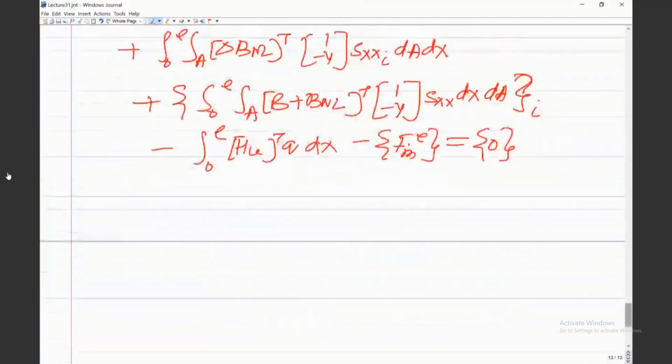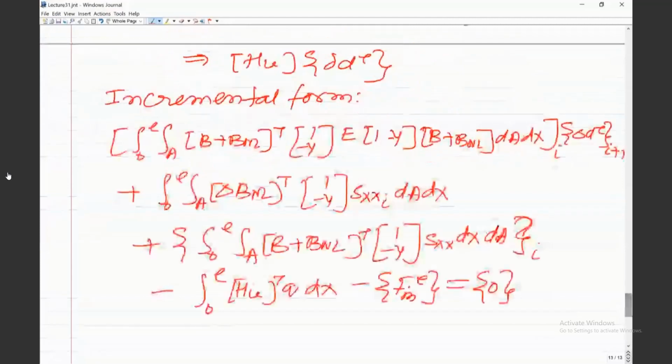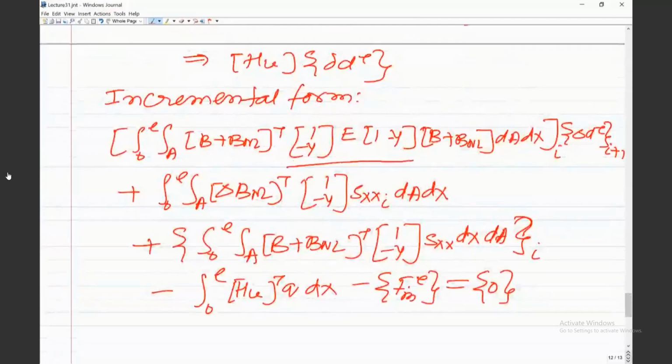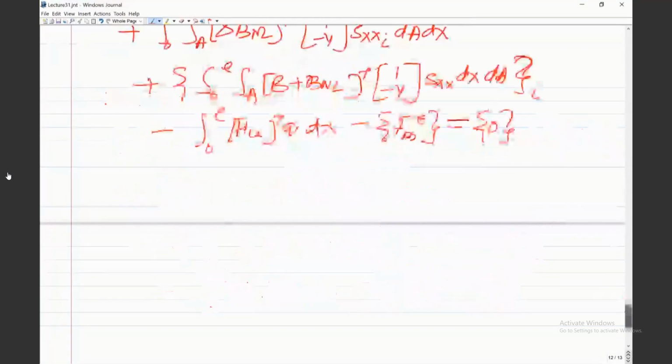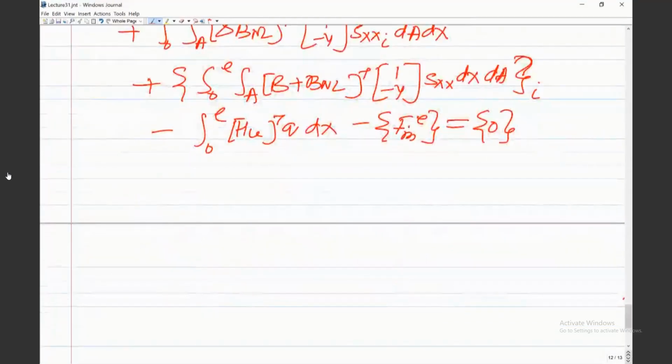is, if you look at basically this term here, this will be a 2 by 2 matrix. When you multiply 1 minus Y column vector with 1 minus Y row vector, it would be a 2 by 2 matrix, and then you carry out the cross sectional integration. So integral EDA would be E into A, and integral EY square DA will be equal to E into IZZ, and integral Y DA would be 0 because we are assuming that the neutral axis is at the geometrical centroidal axis of the beam.